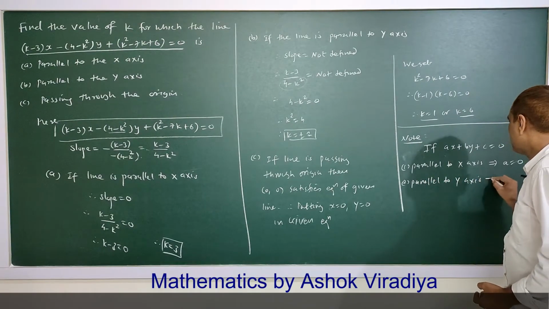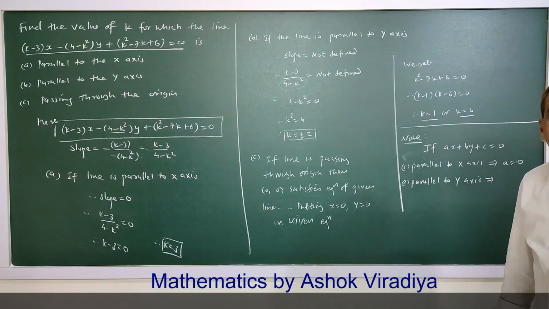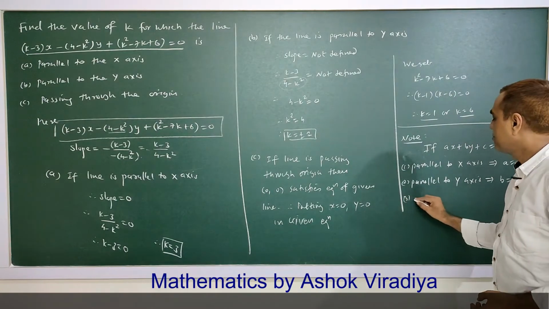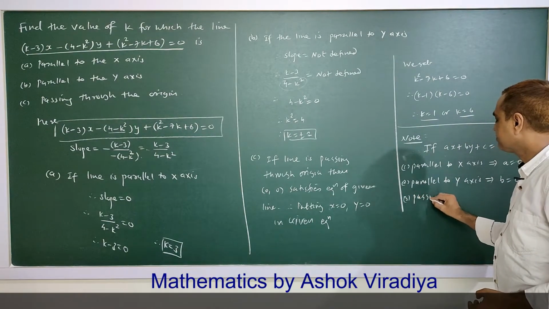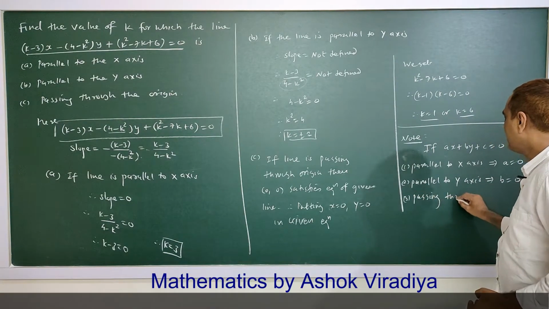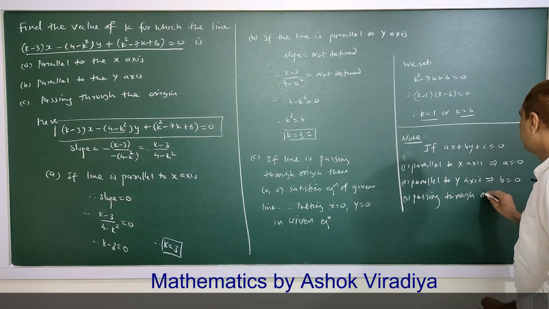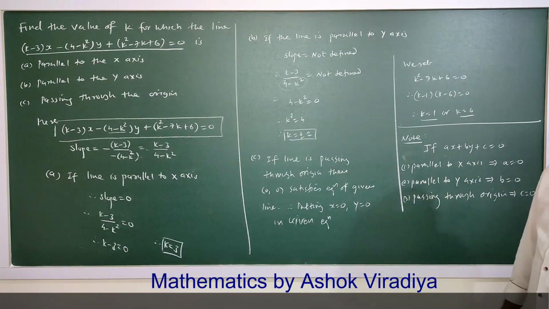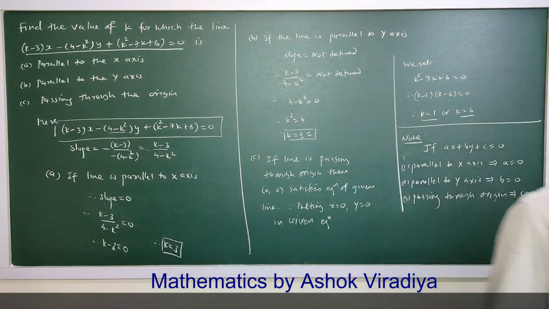And if the line is parallel to the y-axis, parallel to the y-axis means a vertical line. So the equation contains only the x variable. It is free from y. And it happens when b is 0. And if the line is passing through the origin, then c is 0. So remember these three statements.